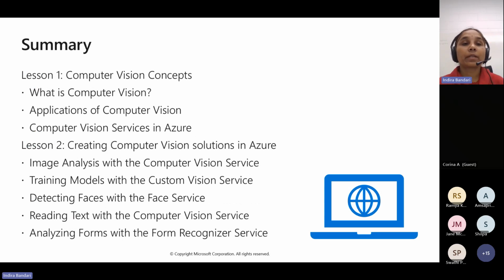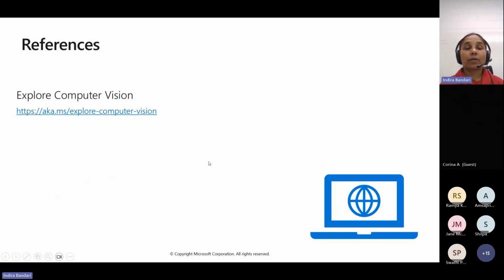So now the summary is we have learned what computer vision is, what the applications of computer vision services are, what the computer vision services in Azure are, and image analysis, how the computer vision service provides image analysis, training models using custom vision service, detecting faces with face service, reading text with computer vision service, and analyzing forms with the form recognizer service. That concludes our module 3.